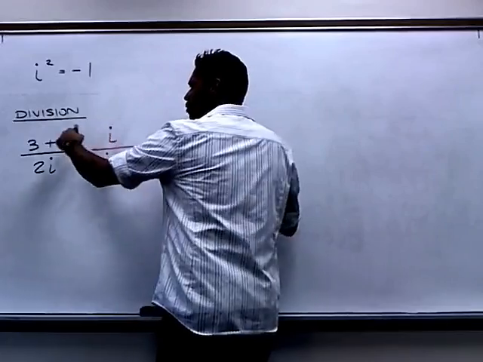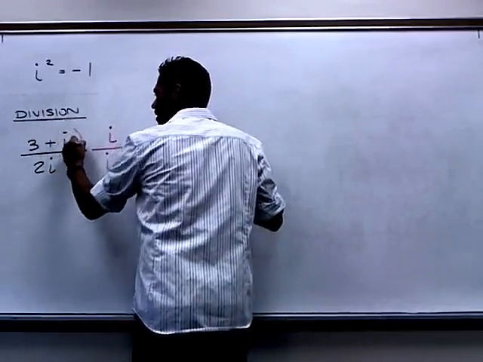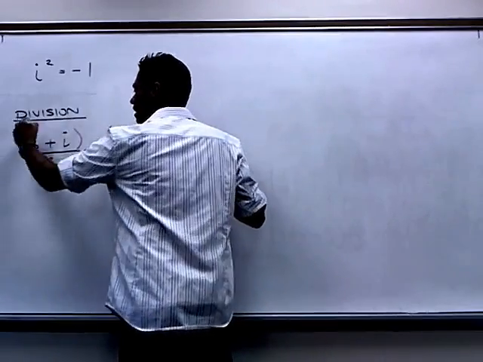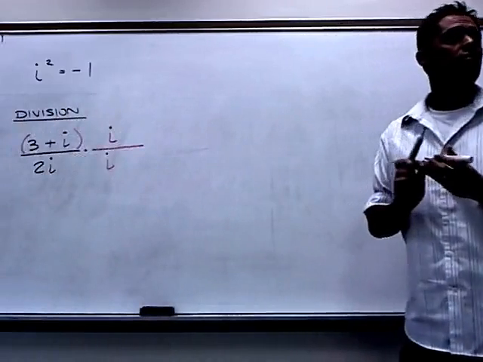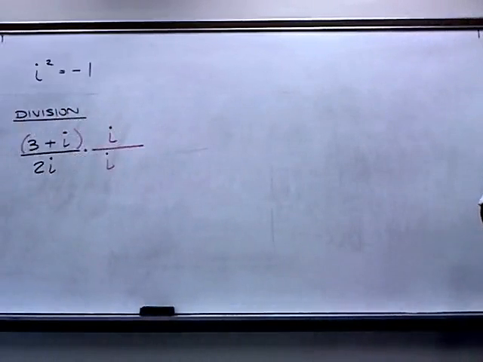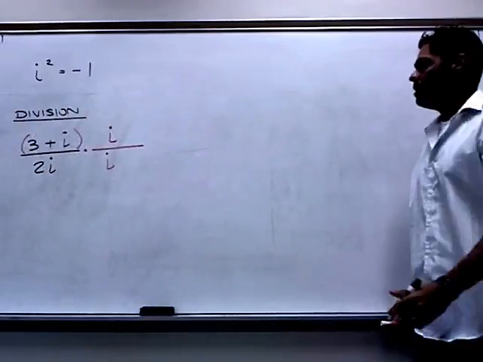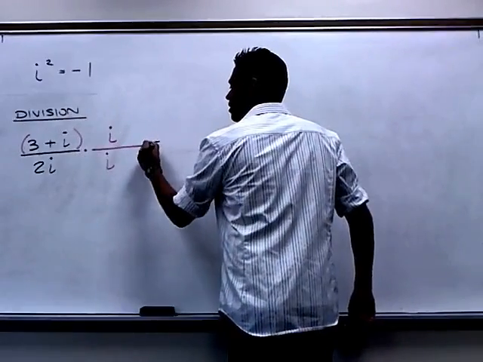On the numerator, when I multiply i times the top, I actually have to look at this as a parenthesis and multiply through like a distribution. So it's a good idea to go ahead and put a set of parentheses there. That'll help you to remember what you do next.